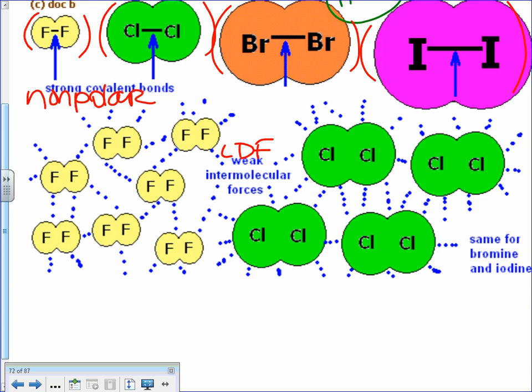Something with London dispersion. So boiling first means lower melting point or lower boiling point. So these guys would probably boil first. Well, fluorine is a gas. Chlorine is a gas. Both of those have already boiled because they're already in their gaseous state.